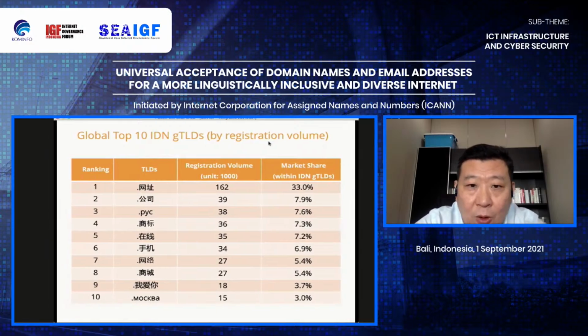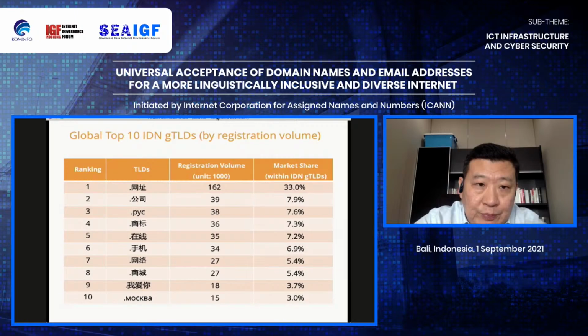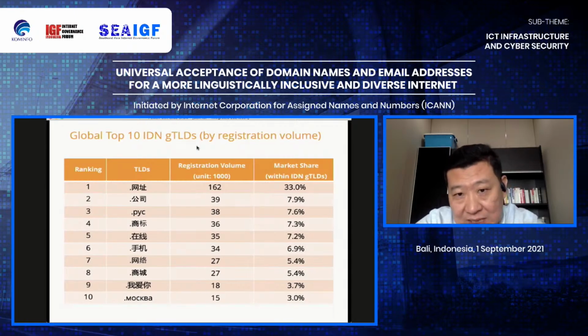From this table, we can see that among the global top 10 IDN gTLDs, 8 of them are Chinese TLDs.